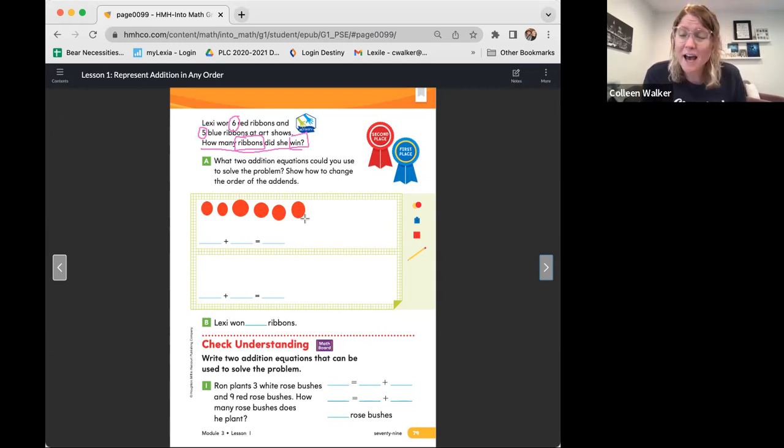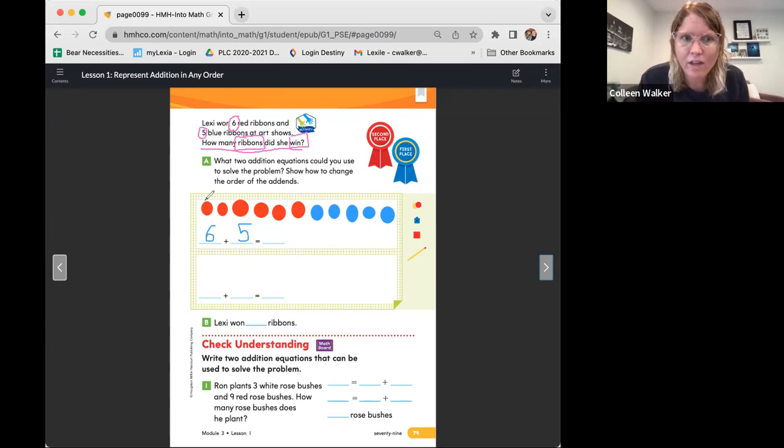Awesome. And friends, how many blue ribbons? That's right, 5 blue ribbons. 1, 2, 3, 4, 5. Way to go. All right. Now we need to make an equation that matches. So let's think, how many red? That's right, 6 red. And how many blue? That's right, 5. Boys and girls, how many all together?